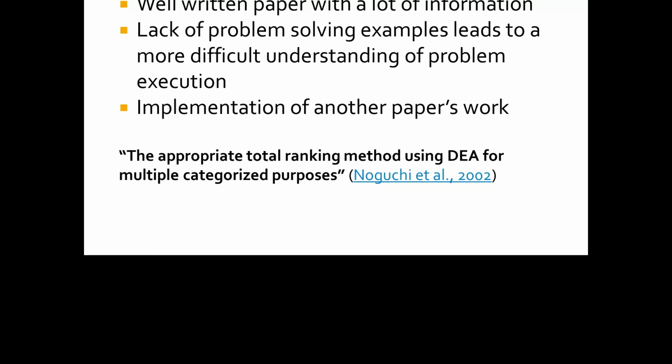Overall, the paper was well written and it had a lot of information. One of the problems with it was that it had a lack of problem-solving examples, meaning that they showed what they wanted to do and what the answer was, but not what they did in between, making it hard to understand their work completely. Also, it was simply an implementation of another paper's work. That paper is called The Appropriate Total Ranking Method Using DEA for Multiple Categorized Purposes, and that was by Noguchi and others in 2002.